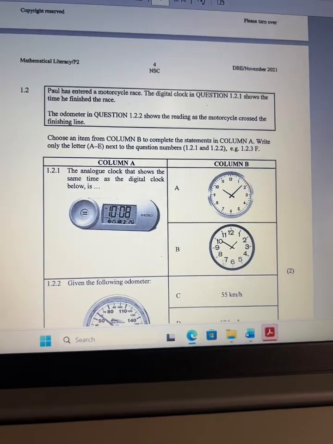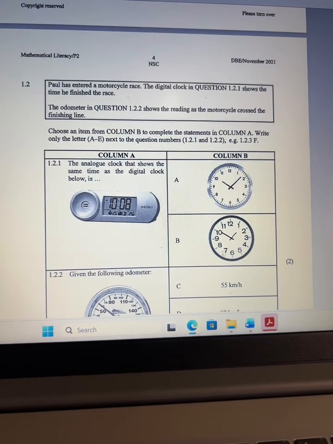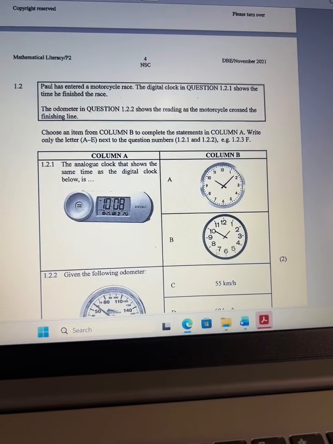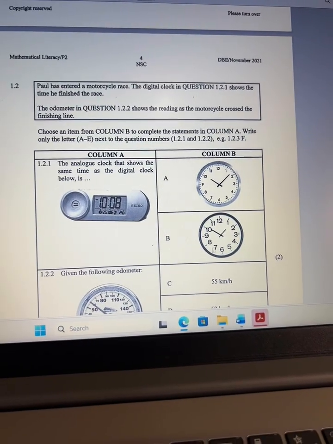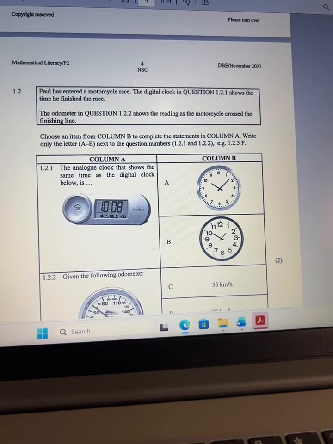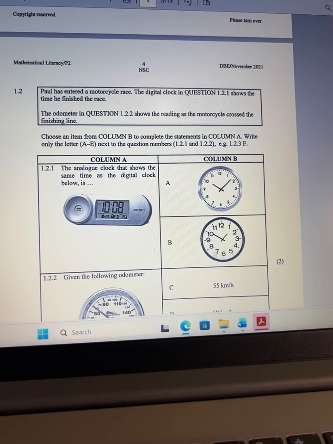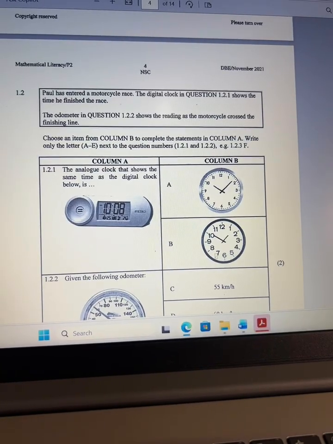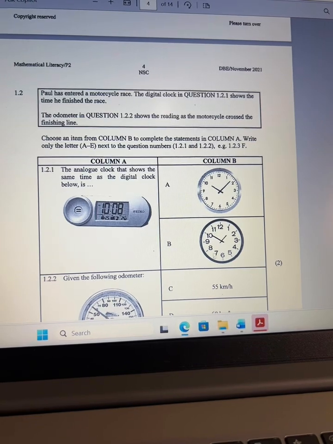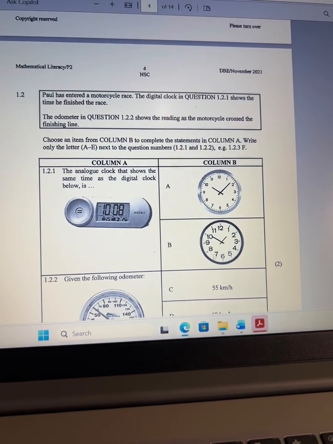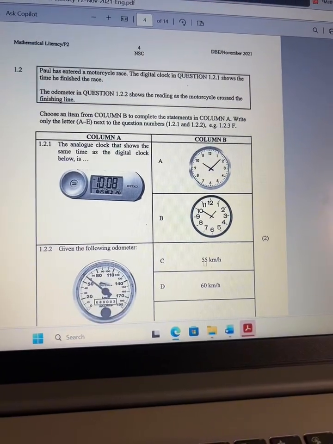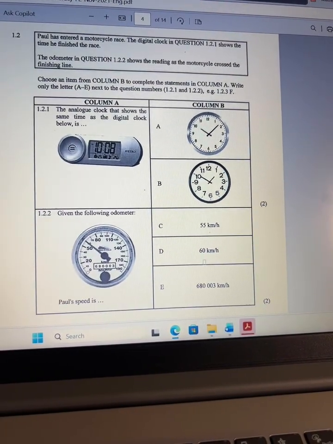Paul has entered the motorcycle race. The digital clock in question 1.2.1 shows the time he finished the race. The odometer in question 1.2.2 shows the reading as the motorcycle crossed the finishing line. Choose an item from column B to complete the statement in column A. Write only the letter A to E next to the question number.